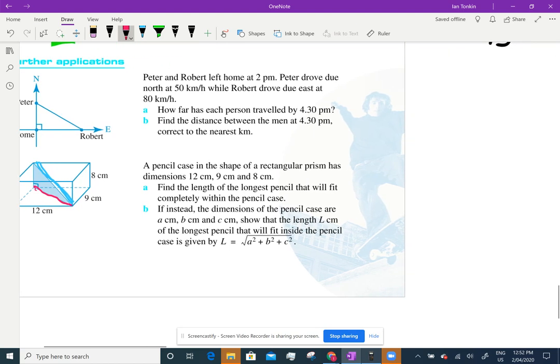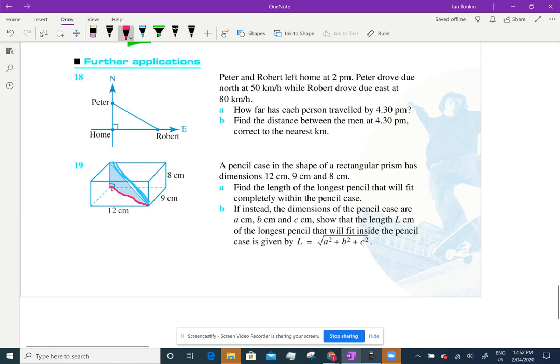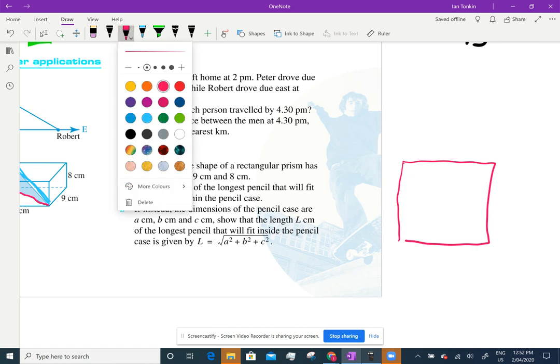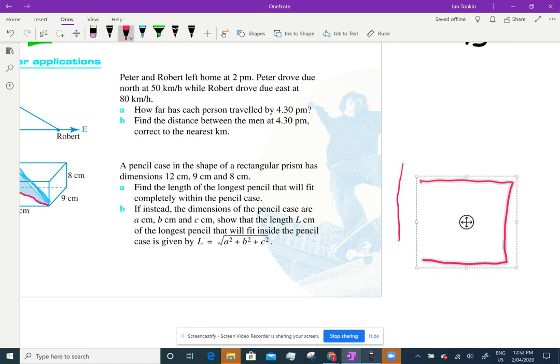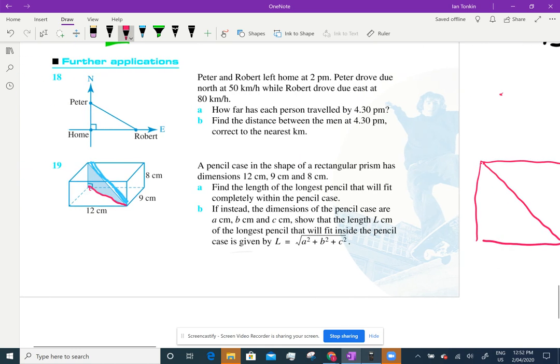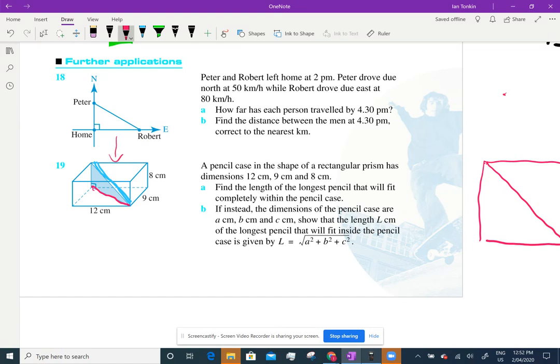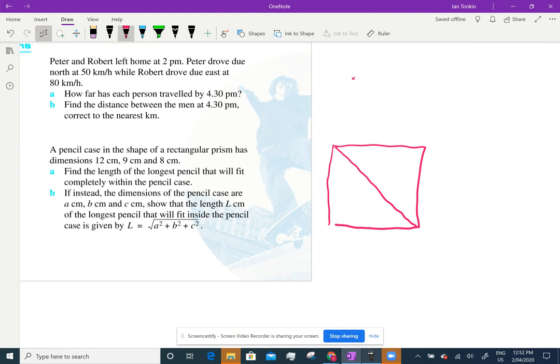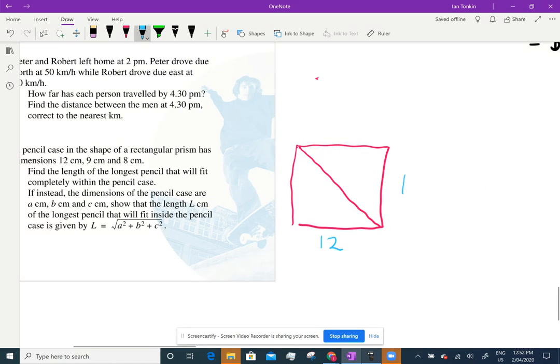I'm not too fussed about B, but here we go. The first thing, if I'm looking down at the top of the pencil case, I'm looking at that red line that I drew. Imagine you're looking down at the pencil case and you can see that red line at the bottom of the box. We need to find that first. We know that the box is 12 and that this is 9, which means this over here is 9.